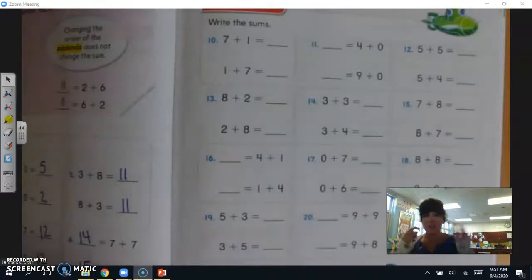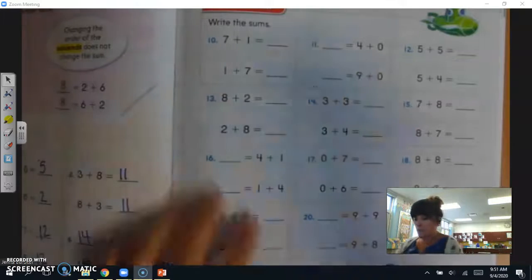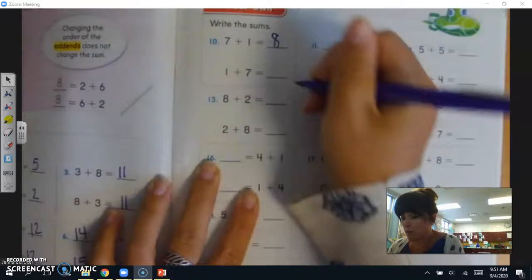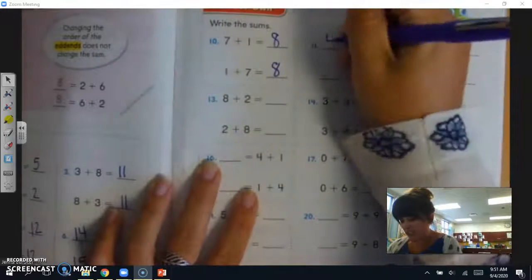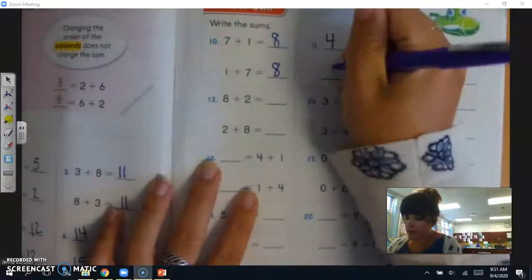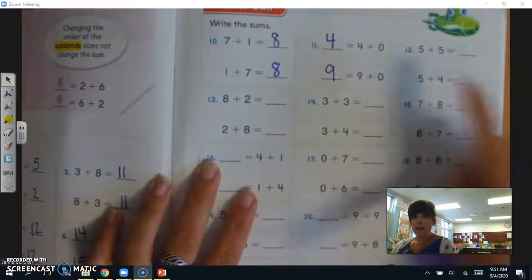Okay, let's go. I'm going to go through these super quick because hopefully you already have the answers and you can just correct yours if yours are wrong. Okay? 7 plus 1 equals 8, which means 1 plus 7 equals 8 as well. 4 plus 0, easy. 4. 9 plus 0, 9.